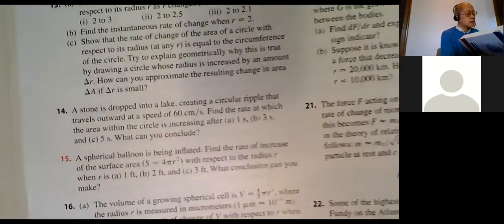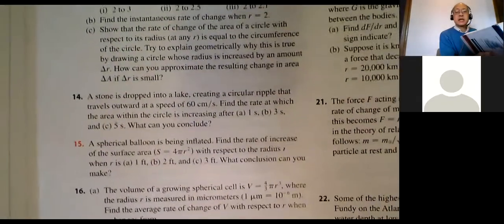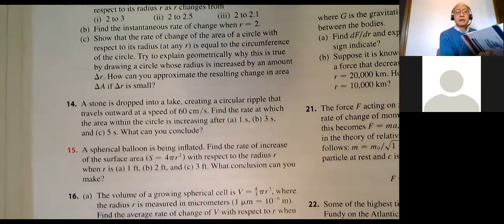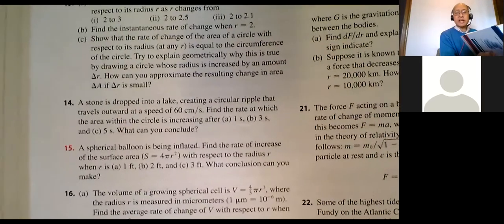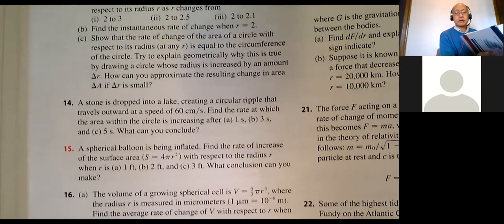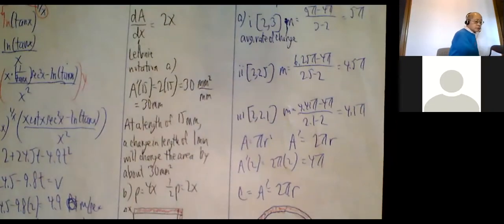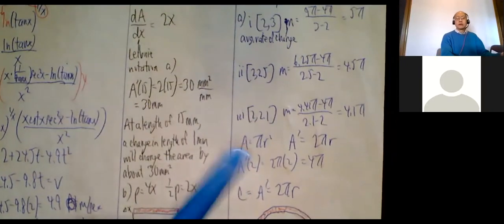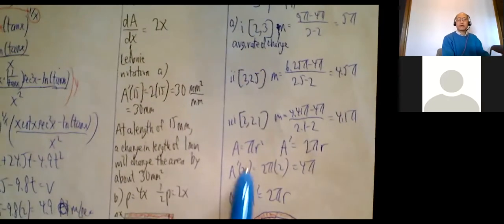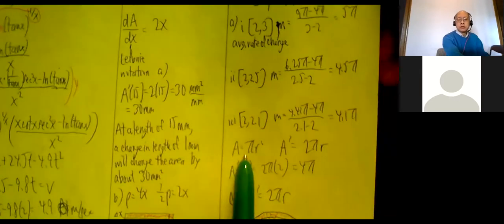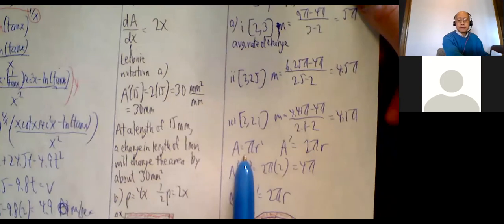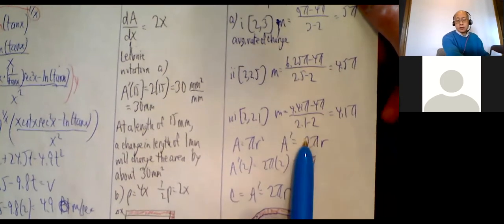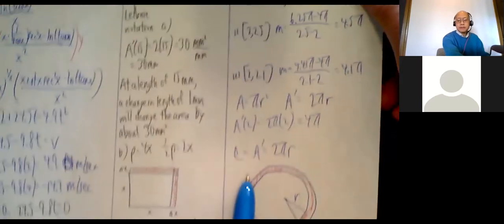Okay, now the other part of the problem. So that was part B. C, show that the rate of change, the derivative, is equal to the circumference of the circle. Well, here's the formula for the area. Do you remember the formula for the circumference of a circle? 2 pi r. And it says, show that it's equal to the derivative. Here it is, the derivative is 2 pi r.